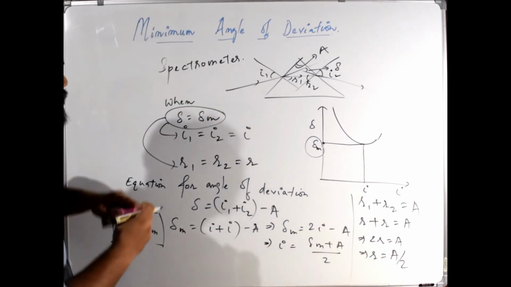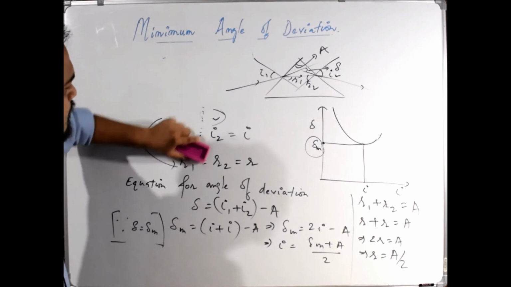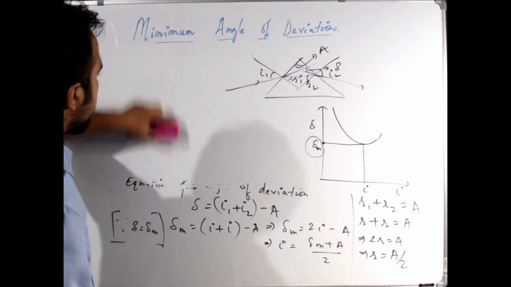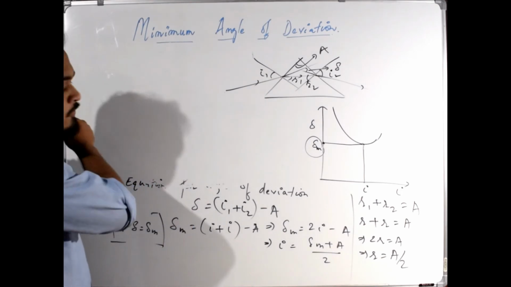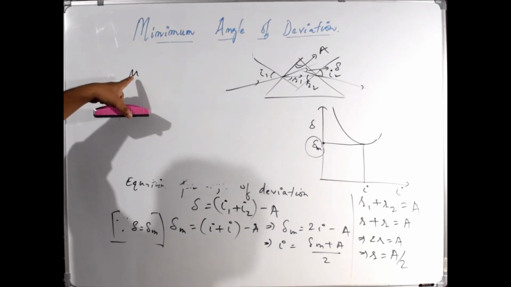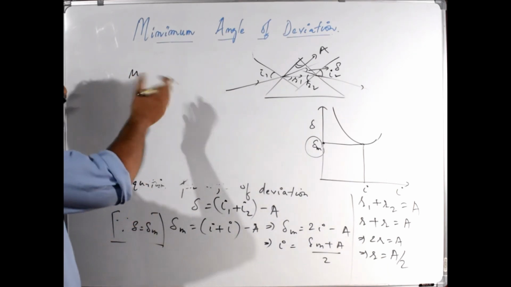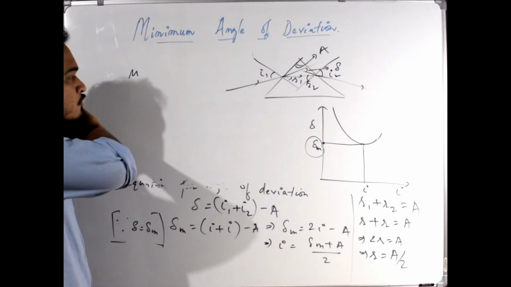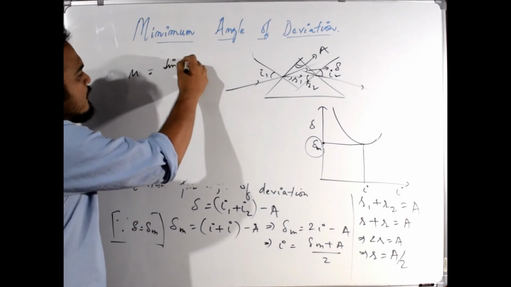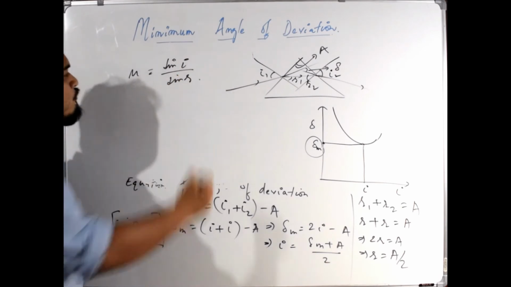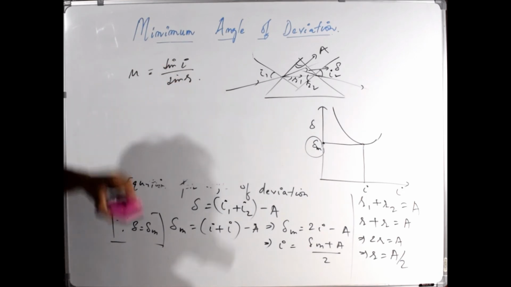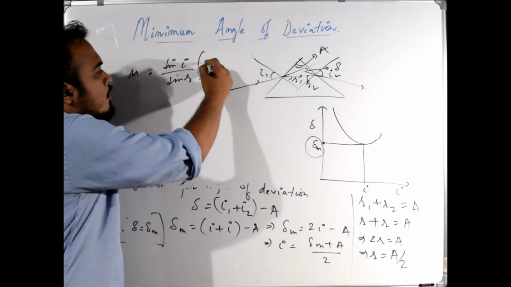So finally we can find the refractive index. What is the equation for the refractive index of any material? Mu is equal to sine i divided by sine r. The equation of the refractive index is given as mu is equal to sine i divided by sine r, which was Snell's law.